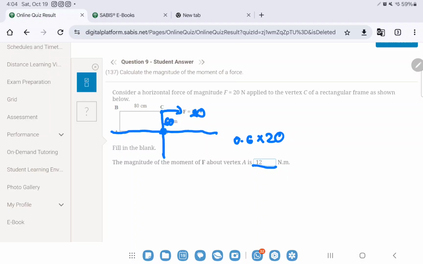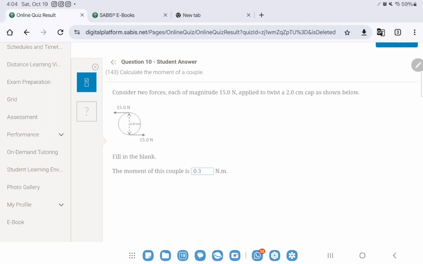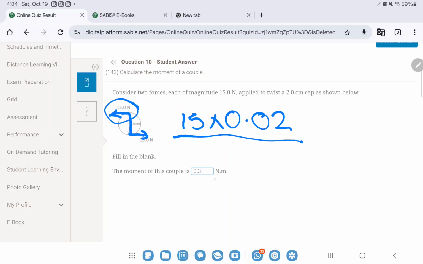Now, let's move on to the next question, and this is the last question, by the way. Consider two forces, each of magnitude 15 newtons, applied to twist a cap that's 2 centimeters. These are couple forces. Again, you take any one of the forces you want. Let's take this one. It's 15 newtons, so 15 times the distance between them. It's 2 centimeters, so 0.02 meters. When you solve this in your calculator, you should get 0.3. That's how you solve this question.